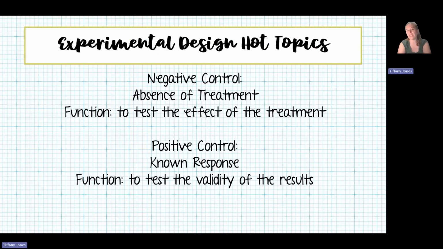So other things we might see are a negative control and a positive control. Negative control is the absence of the treatment. We have not given them whatever the treatment is. And so we're able to say the treatment does have an effect because we can compare our data to our control, because it went through all the other parts of the experiment. It just didn't get the treatment. A positive control has a known response, and it's a test of validity of the experiment.